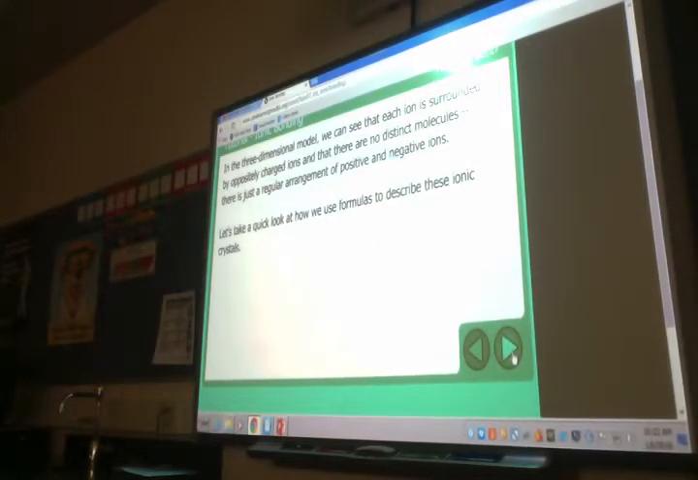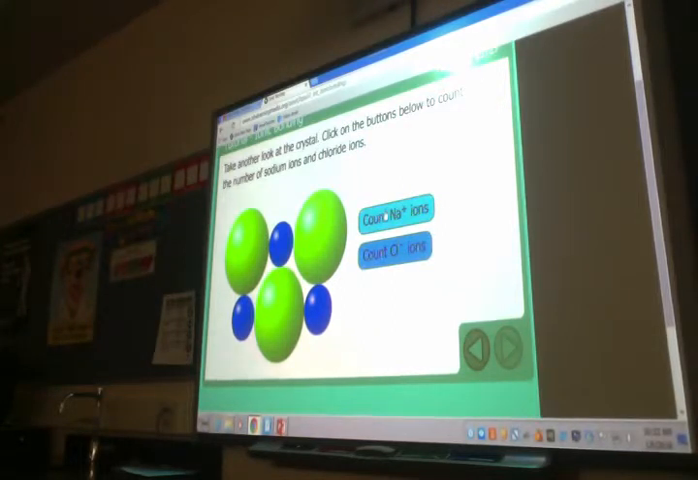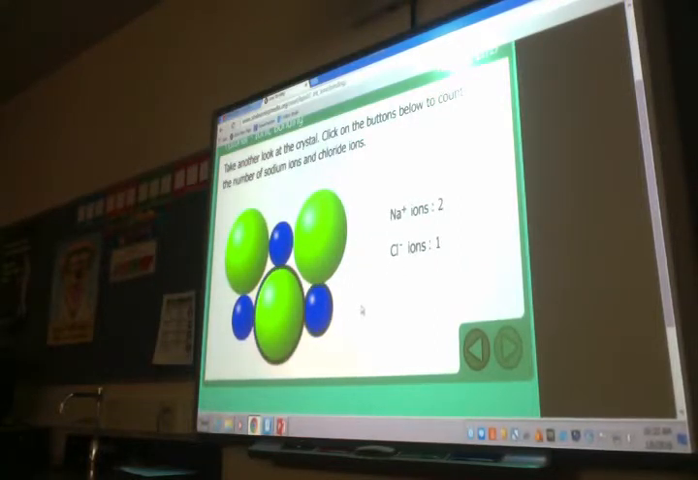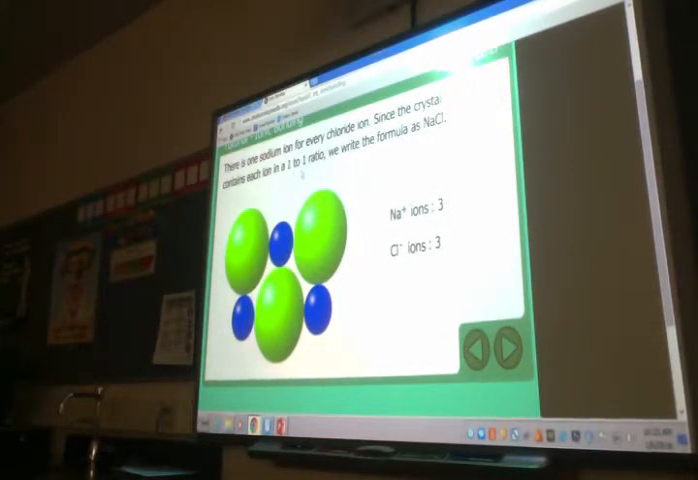Okay, so here's a different, or I guess we're going to show the ratio now. So count the Nas, count the Cls. We can obviously see it's 3 of each. 3 and 3. So it's a 1-to-1 ratio, so we just write the formula as NaCl, 1-to-1, nice and simple.